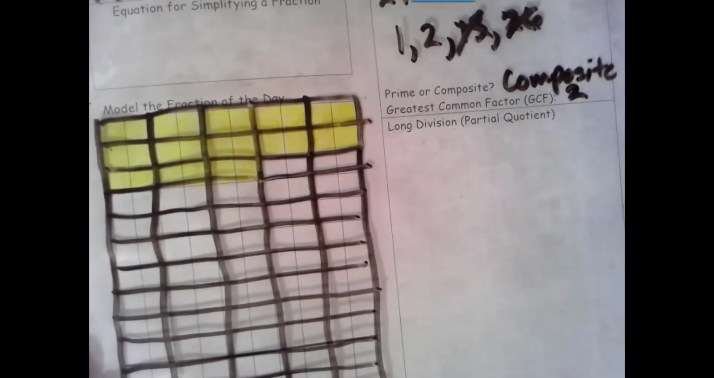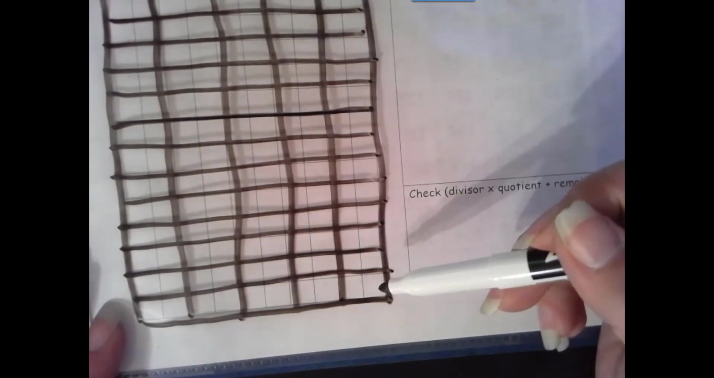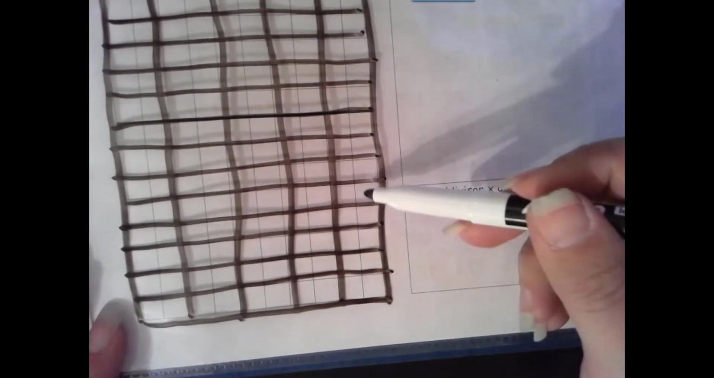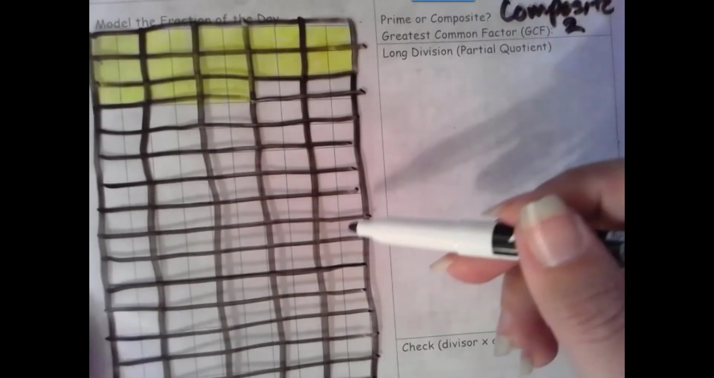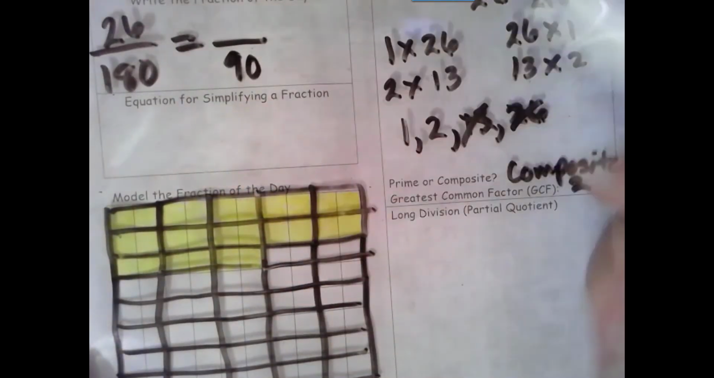Okay, the way I did it, I ended up with 5 groups of 2 in each row. So if I want to find my new denominator, because 2 is my greatest common factor, I have no remainder. So that worked out nicely. I can count by 5s to find my new total denominator, the total amount of groups of 2. 5, 10, 15, 20, 25, 30, 35, 40, 45, 50, 55, 60, 65, 70, 75, 80, 85, 90. And our numerator: 5, 10, 11, 12, 13.